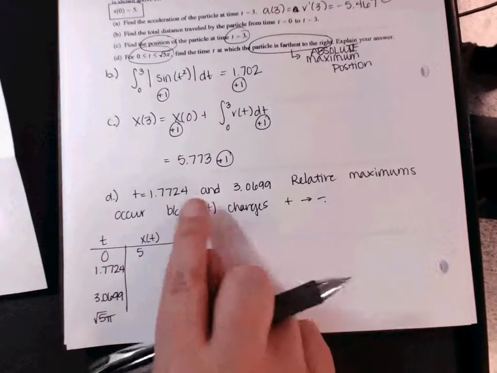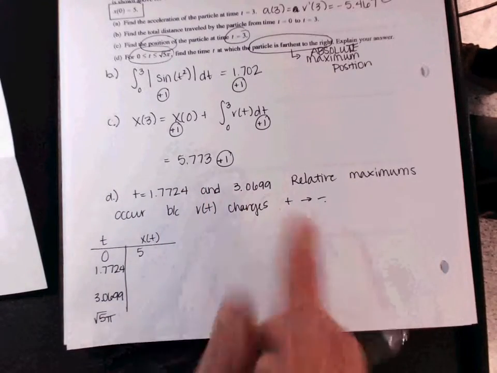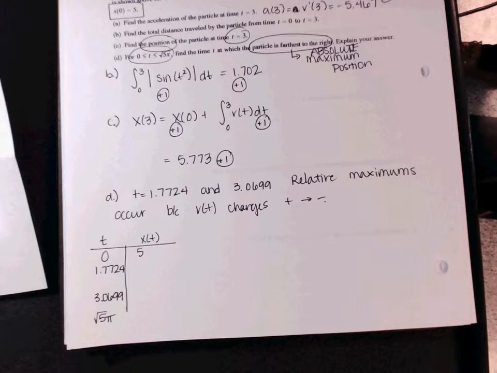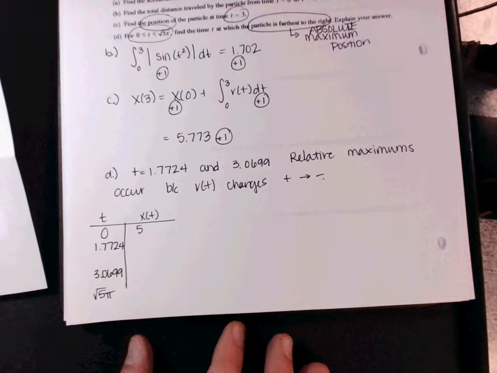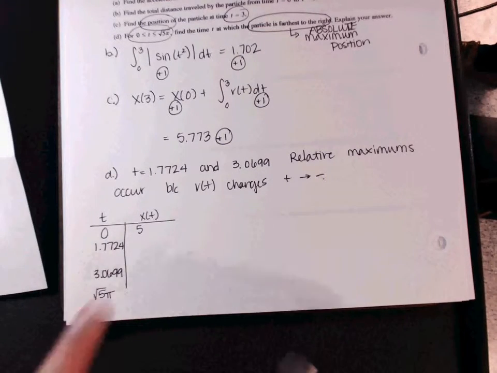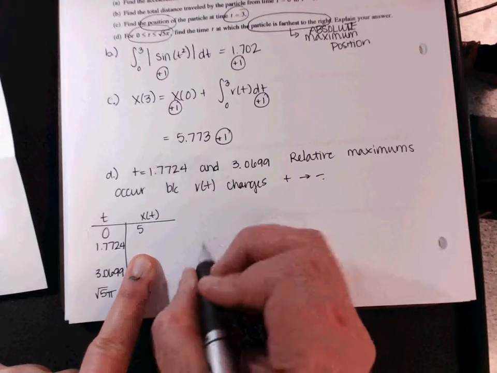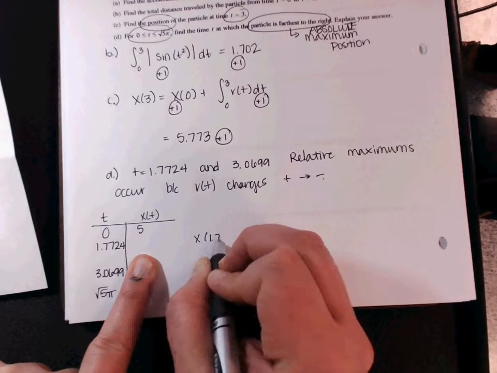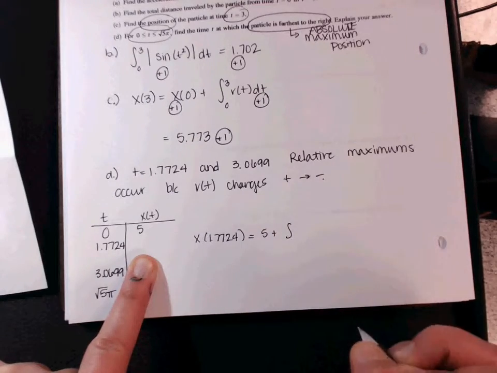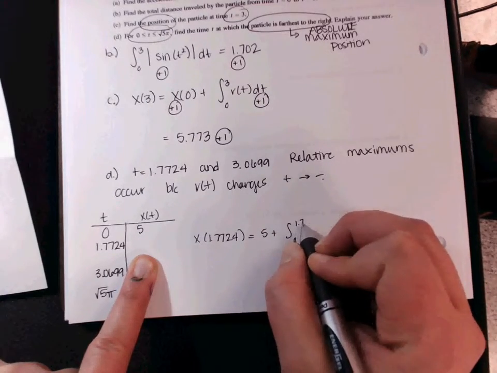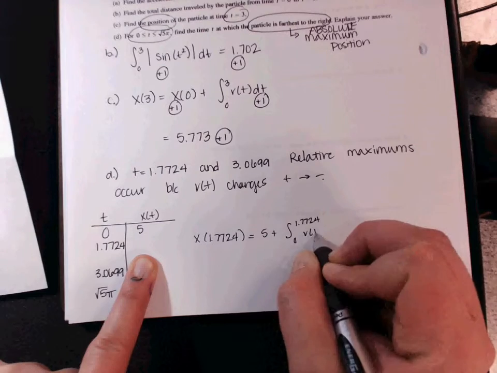So you would get partial credit for finding the x values. The problem is there's 2 and we want the maximum, not several maximums. So from here, I'm going to set up how I'm going to find the first one, but you're going to do it in the calculator. So if I want the value here, it's a version b, which you already did. Okay, it'd be 5 plus the integral from 0 to 1.7724 v of t.